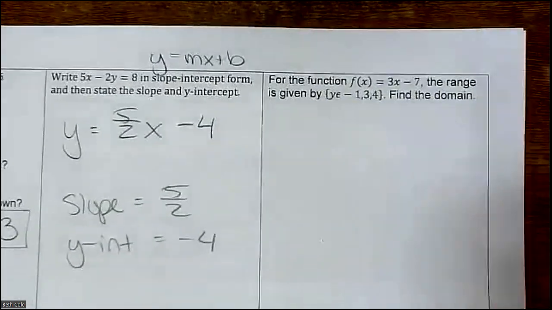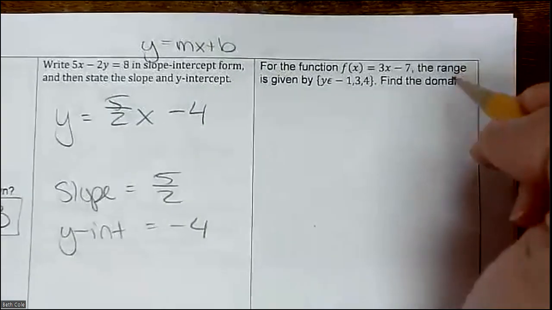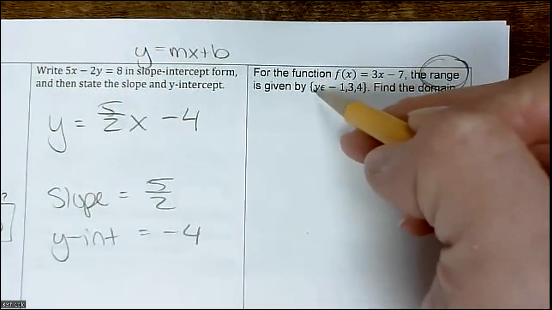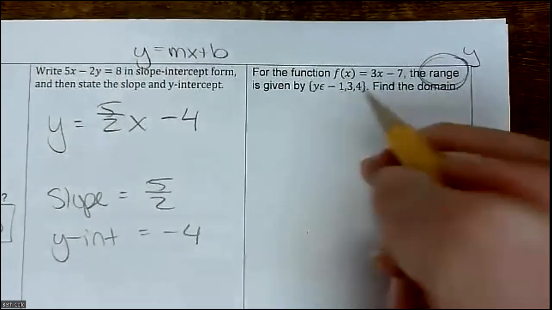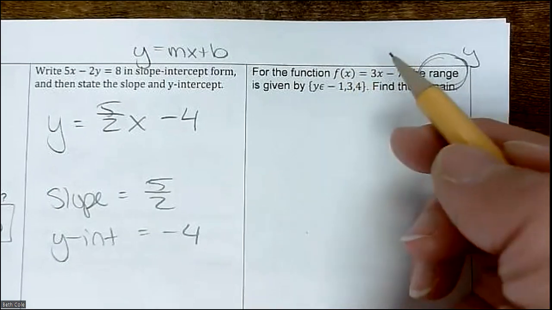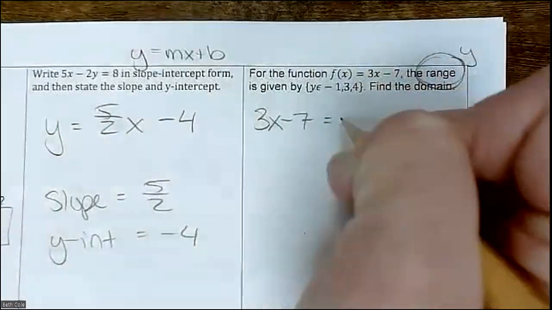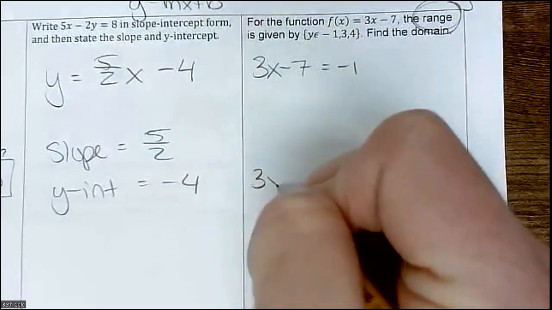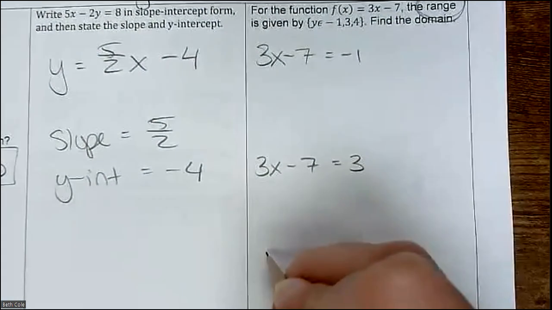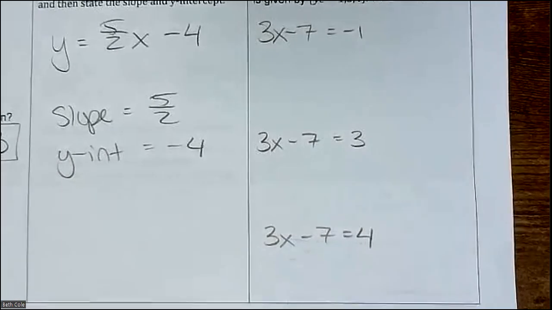All right, and then last one. For this function, the range is given by these values. Find the domain. Is range x or y? Y. Do you see that big hint right there? It has a y. So you're going to have to plug each of these in for y, which is the f of x part. All right. So you're going to have 3x minus 7 equals -1. And then you're going to have 3x minus 7 equals, what's the next one? 3. And then you're going to have 3x minus 7 equals 4. And you're going to just work that out.